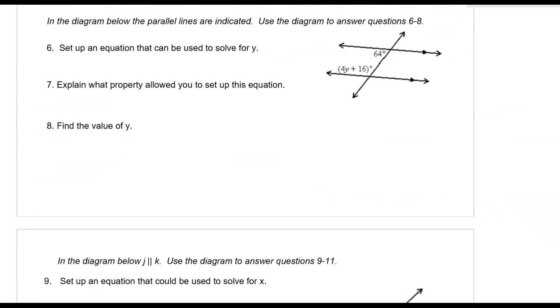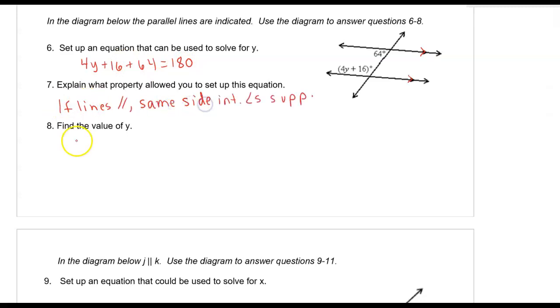In this diagram, we have parallel lines already indicated. The angles that are shown are same side interior angles. And since the lines are parallel, those angles are supplementary. Therefore, I can add them up and set them equal to 180. I'm able to do this because if lines are parallel, then same side interior angles are supplementary. Let's solve the equation. Add 16 and 64, subtract 80 from both sides, and divide by 4.